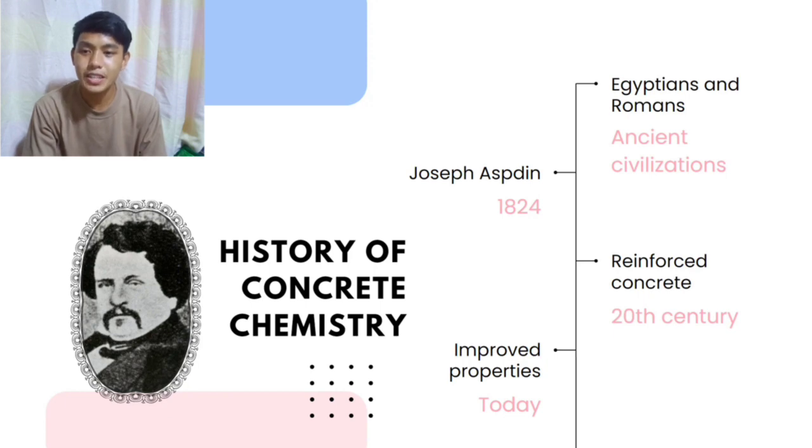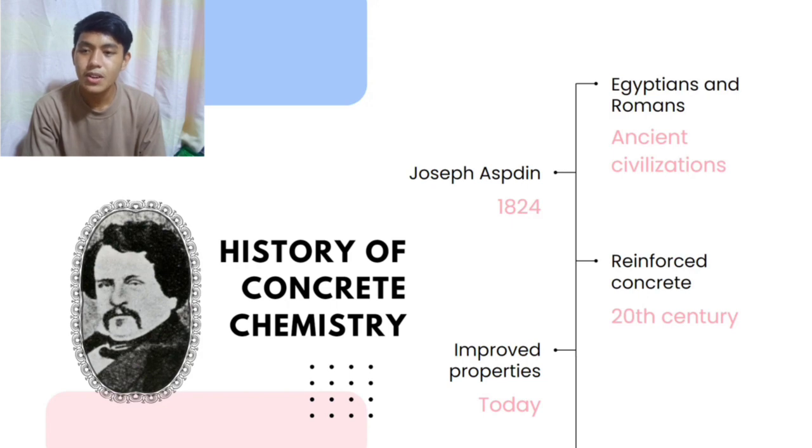The use of concrete dates back to ancient civilizations such as the Egyptians and Romans, who used a form of concrete made from lime, volcanic ash, and other aggregates. However, the chemistry of concrete as we know it today began to develop in the early 19th century with the discovery of Portland cement. So who is Joseph Aspdin?